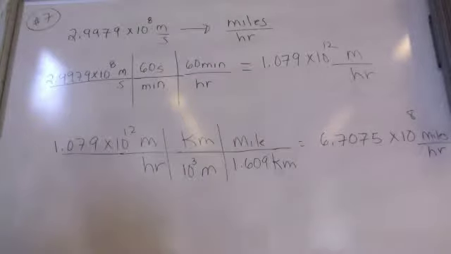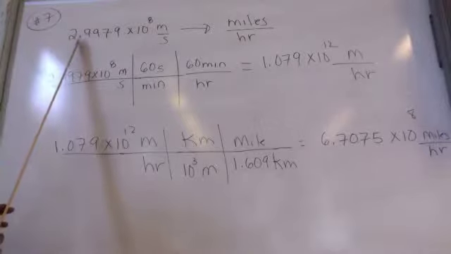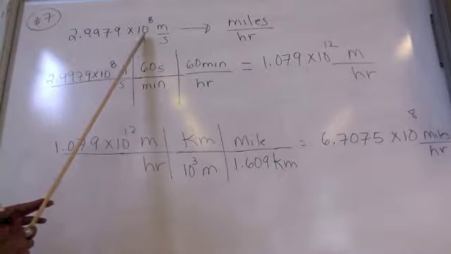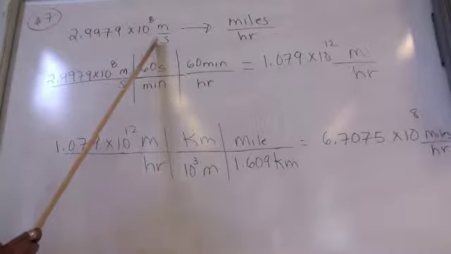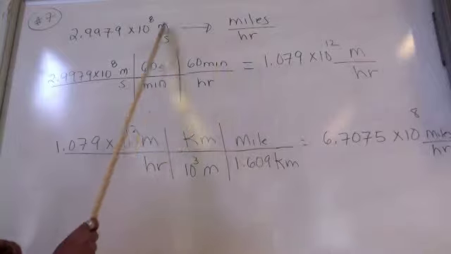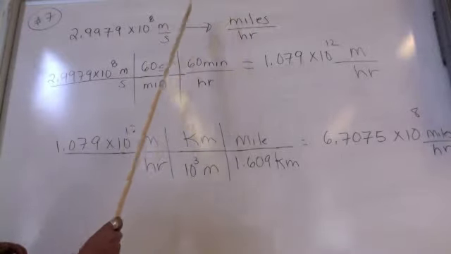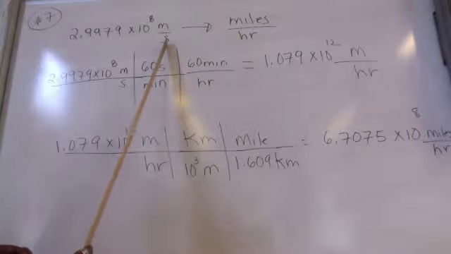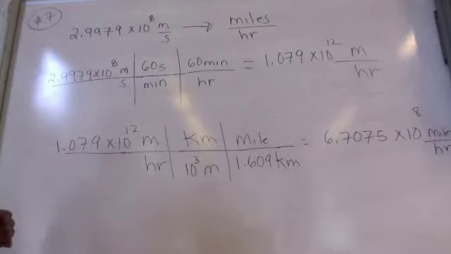In number 7, we are trying to convert this number, which is given as 2.9979 times 10 to the 8 meters per second. We want the unit to be miles per hour. Both of these are lengths, but we want the length to change from meters to miles and the time to be from seconds to hours. And so we're going to have to convert the numerator and the denominator.